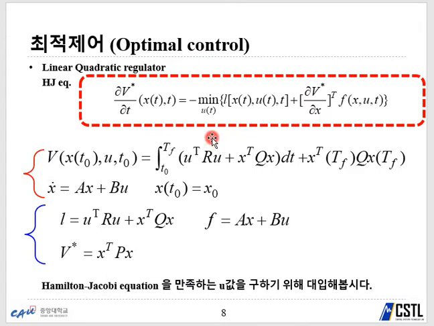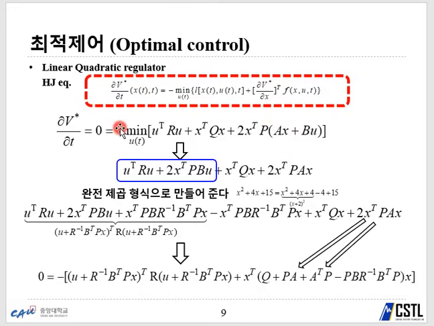Then the same procedure, the Hamilton-Jacobi equation. L becomes u transpose Ru plus x transpose Qx. In a linear system, f becomes Ax plus Bu. So substitute this function in here. We can get this equation. The 2x transpose P is obtained from the partial derivative with respect to x.